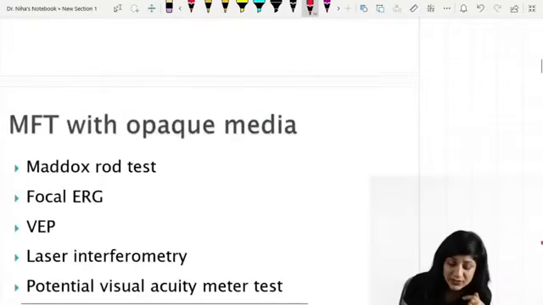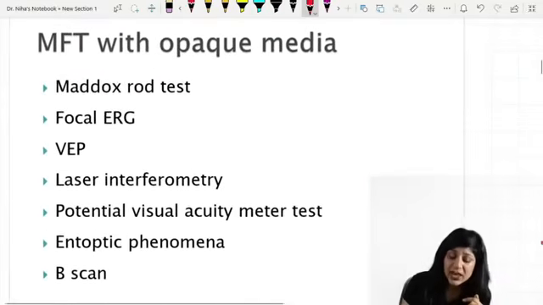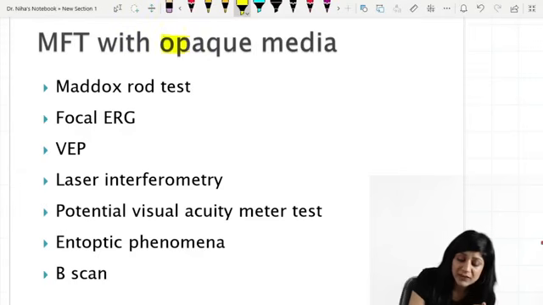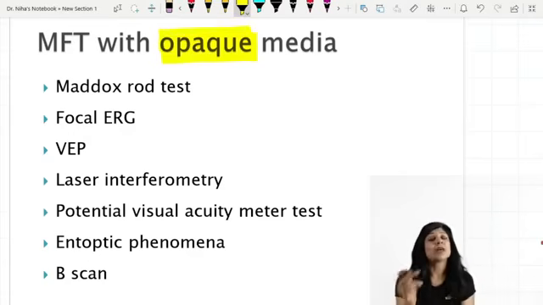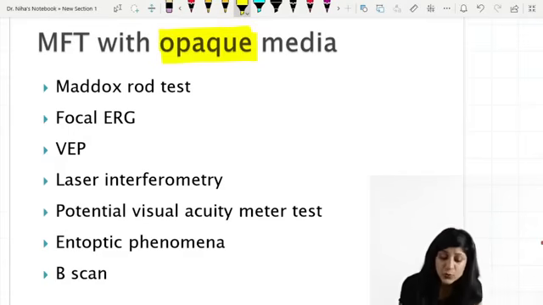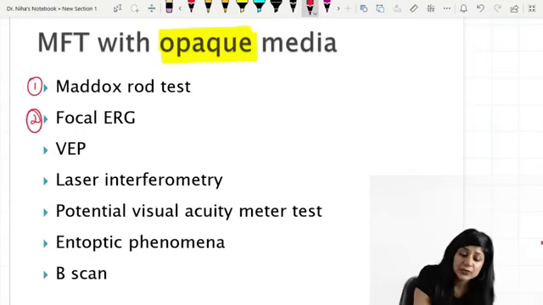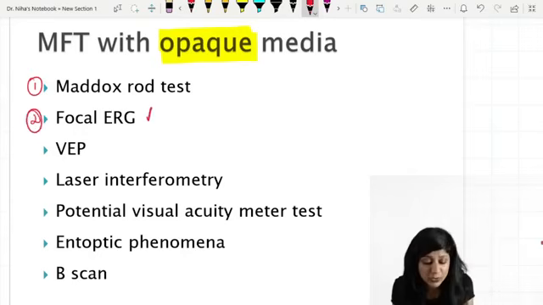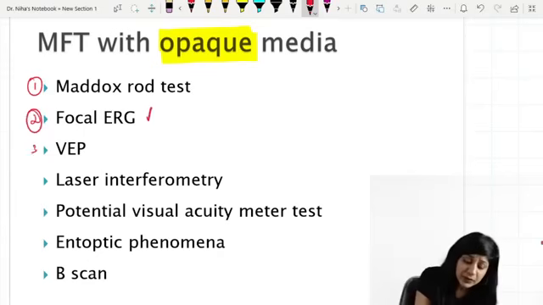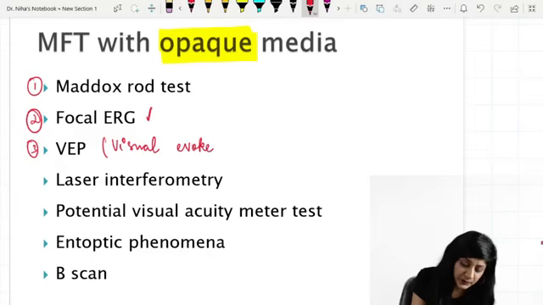Now what is relevant in our patient? See, in our patient most probably we are having a case of the senile cataract. It is an opaque media. तो यहाँ पे what are the macular function tests we can do? We can do first of all the Maddox rod test. We can do the electroneurological test, that is electroretinography. Number 3 पे what we can do is the visual evoked potential.